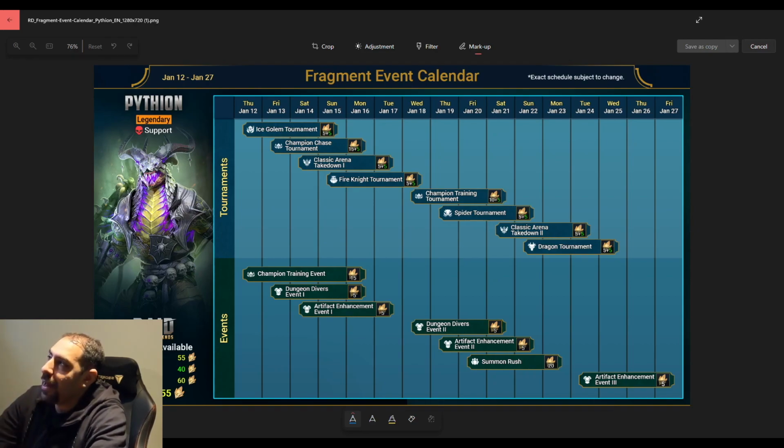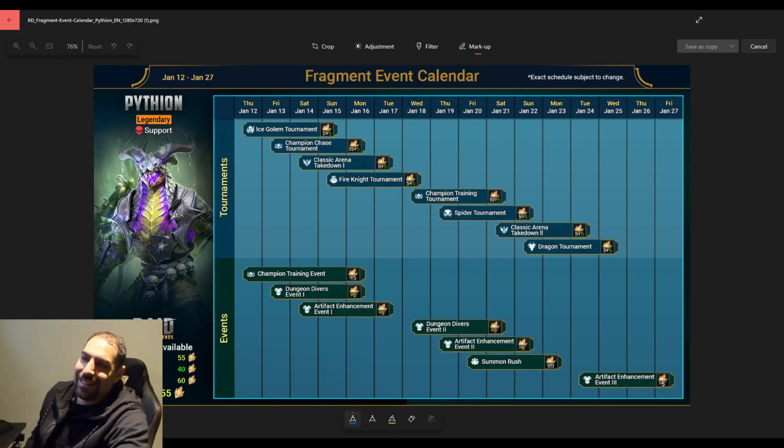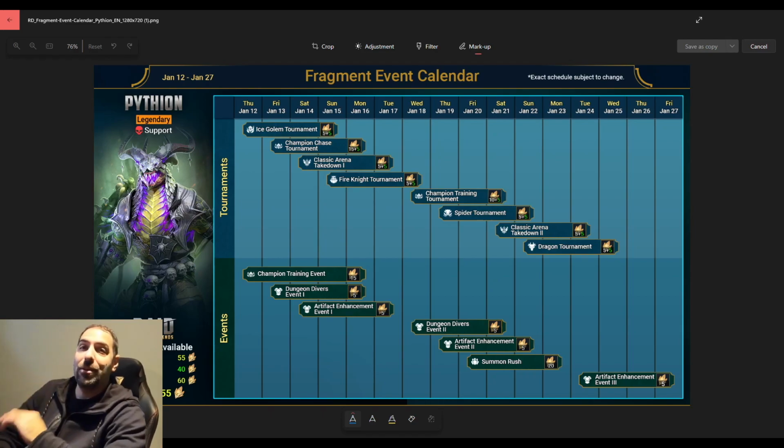So I actually looked back to the last fragment champion, which was Mighty Uko, and it has a very similar structure. They just moved some things around, but it's the exact same number of events and tournaments, with the same point deviation. The only difference was the champ training event was longer in Mighty Uko than it is here. So you do need to really rush this champ training event. But other than that, everything is virtually the same in a different order.